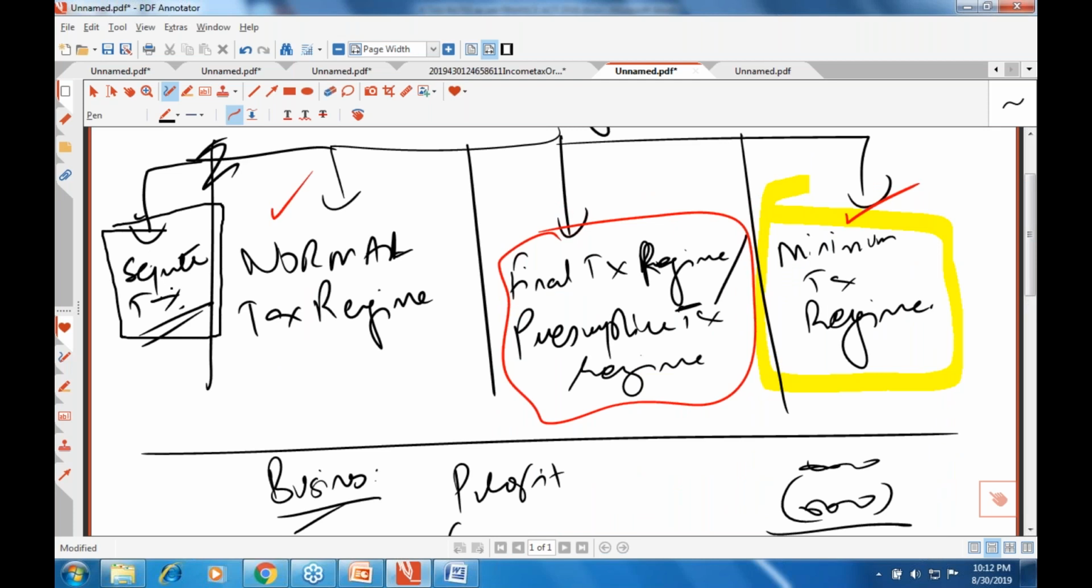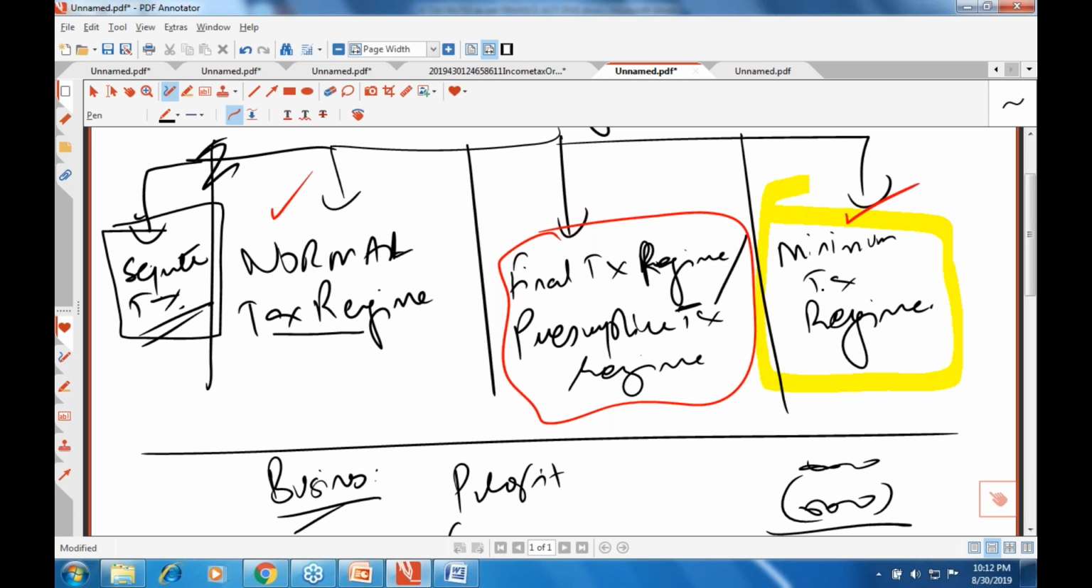Separate tax regime generally refers to those items which are not included in your total income. They're treated as separate income. They're treated separately. So that's called separate tax regime, but that is of not much significance right now. What is of more significance is to understand the difference between the normal, the final tax, and the minimum tax regime.